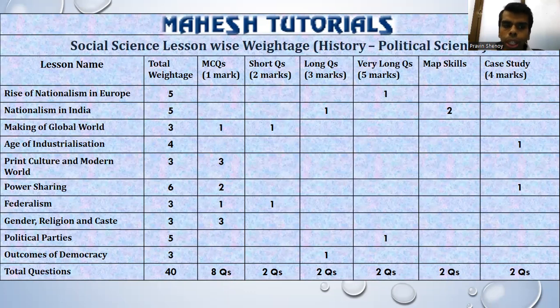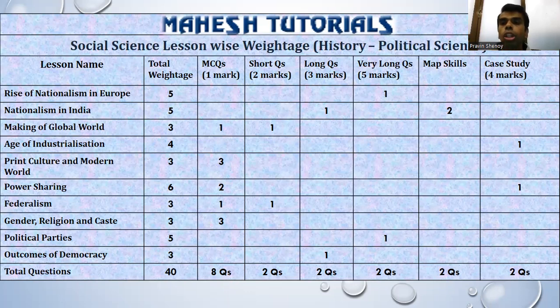The next chapter over here is political parties. After power sharing, it is the next major chapter in terms of weightage in political science. The weightage is 5 marks. And for this 5 marks, you can expect 1 brief answer of 5 marks. And the last chapter of political science is outcomes of democracy. The weightage is 3 marks. And for this 3 marks, expect 1 3-mark question.